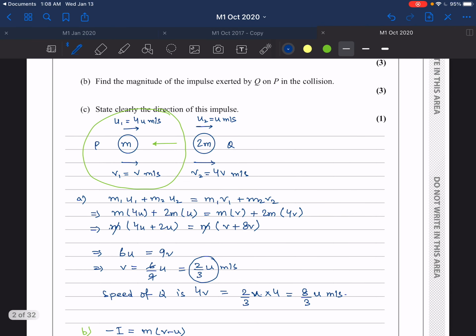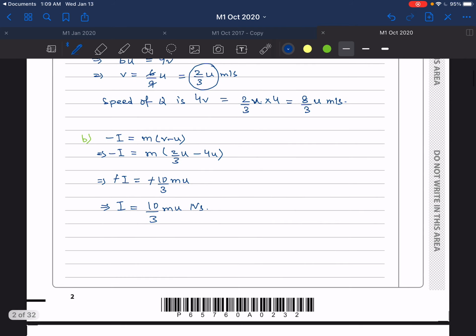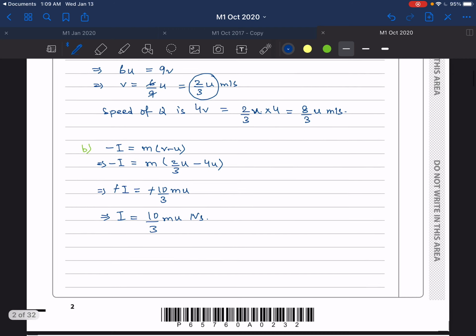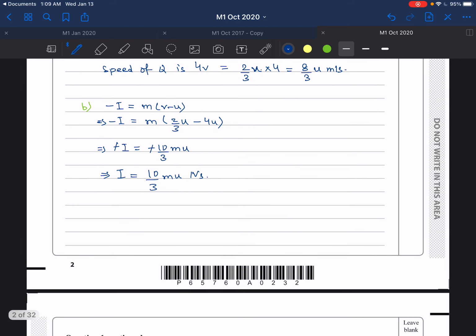Next, part C: state clearly the direction of this impulse. Okay, so P is receiving impulse, and according to our diagram we can see that P is receiving impulse towards the left, in the direction of the left side. So the impulse direction is towards the left side, okay.